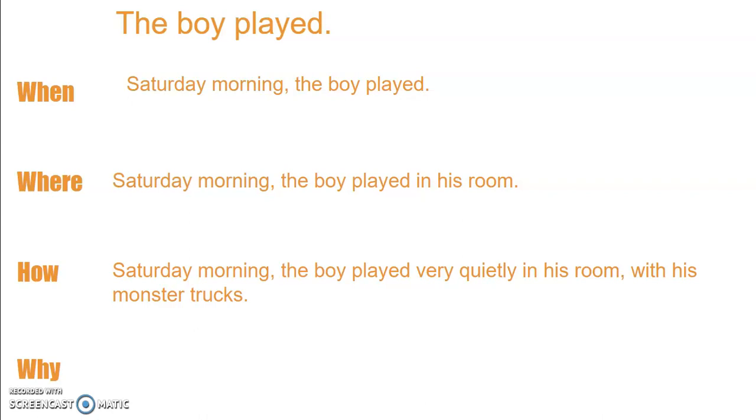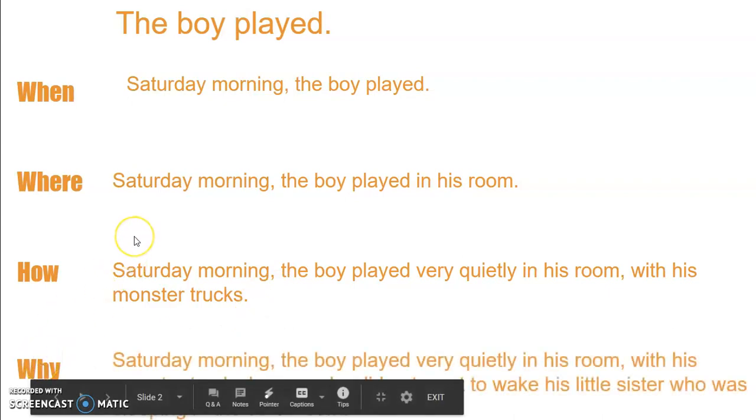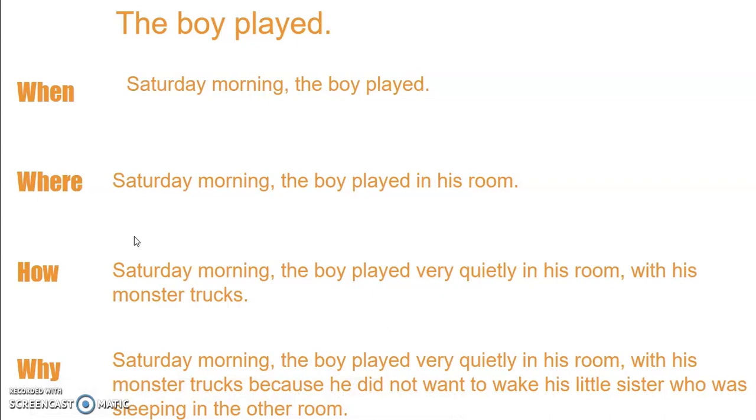That's how he's playing. And the last question that I'm going to answer is why. Why is he playing quietly in his room? Saturday morning, the boy played very quietly in his room with his monster trucks because he did not want to wake his little sister who was sleeping in the other room.